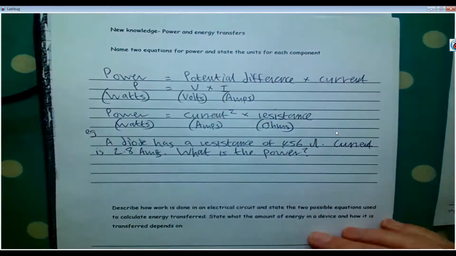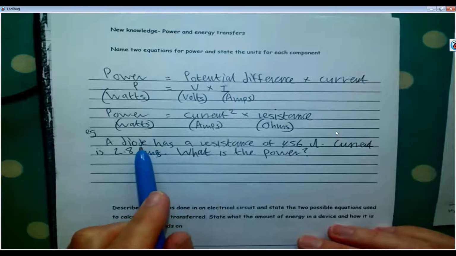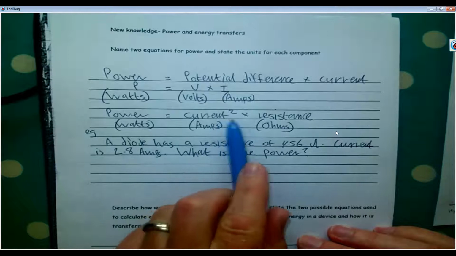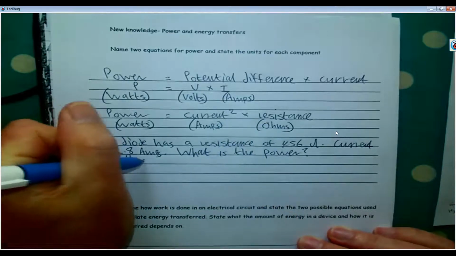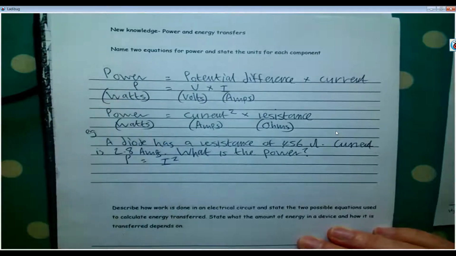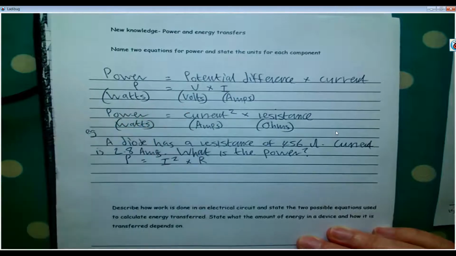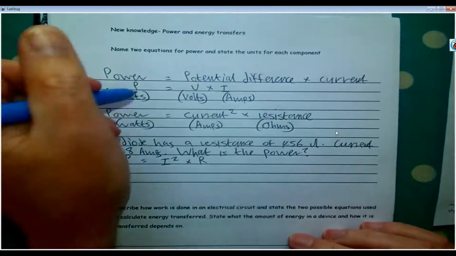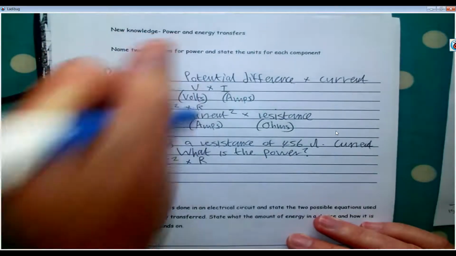What is the power? So what we do, look at what we've been given. We've been given resistance, we've been given current, so it must be this equation here that we need to use. So let's write it out. P equals I squared times R. And probably what I should have done up here is write that equation form as well. So I'm going to write it underneath here. P equals I squared times R.